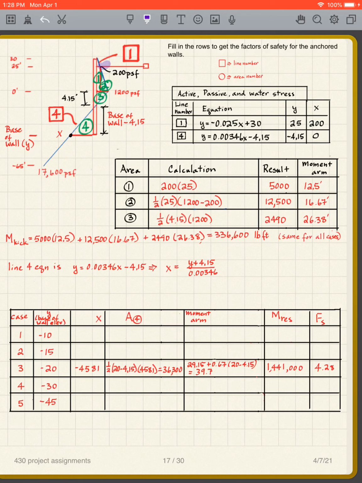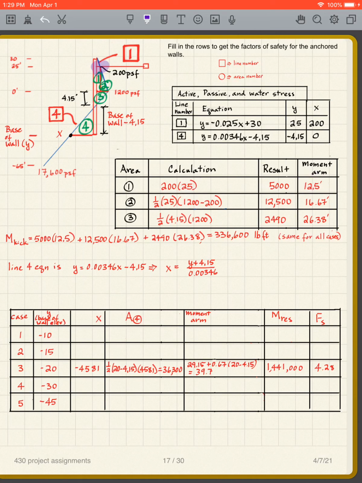which means that I can get area 1 here simply by taking it's a rectangle, so it's base times height. The base is 200, the height is 25, so 200 times 25 gives us area 1, and that ends up to be 5,000. The moment arm, remember now we're taking moments about the anchor point, which is up here, and it's a rectangle, so the moment arm is going to be half the height, half the 25, so it's going to be 12.5 feet for that moment arm.